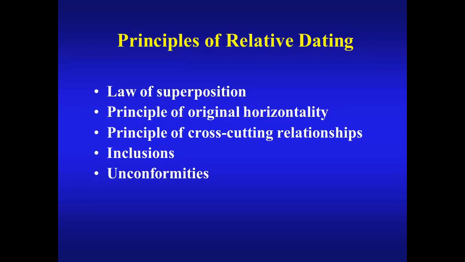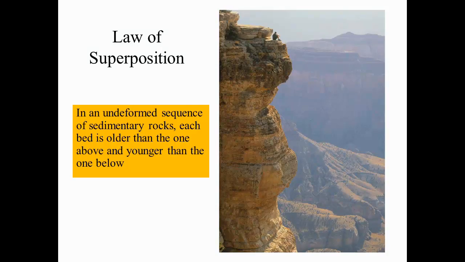So let's move on to the principles of relative dating. In order to relatively date rock sequences, we take into account certain principles. For example, the law of superposition, the principle of original horizontality. We also consider the principle of cross-cutting relationships, in addition to inclusions and unconformities. So I'm going to go through and identify and define each of these different concepts, beginning with the law of superposition.